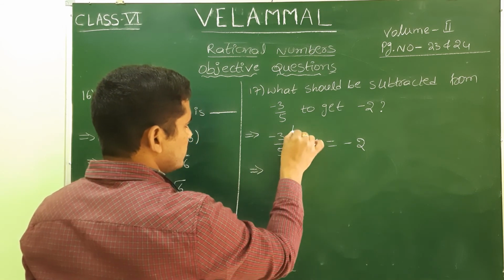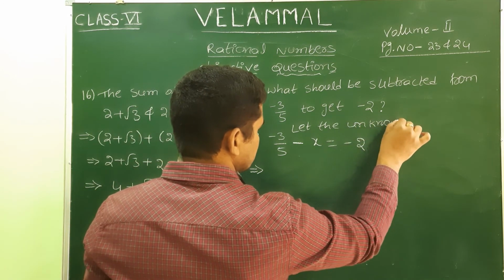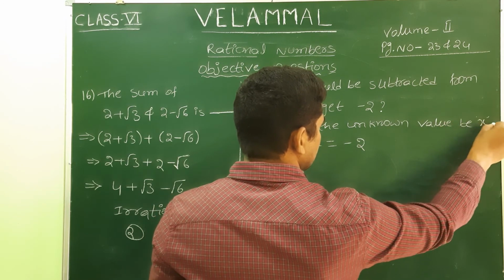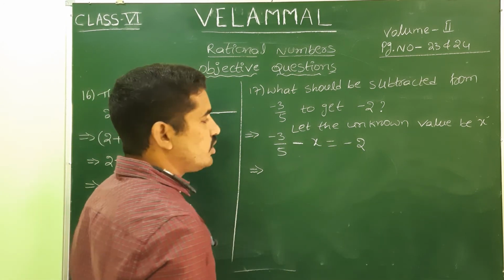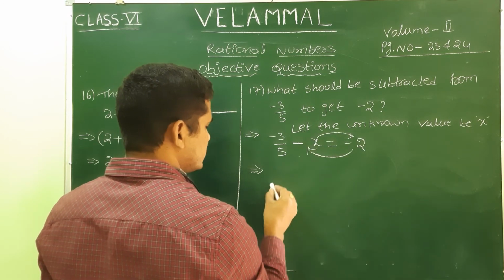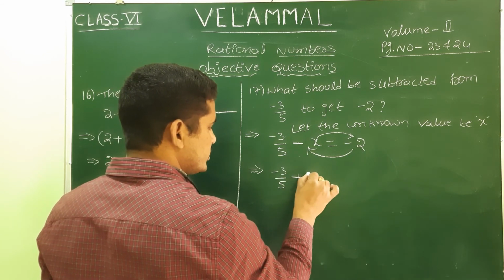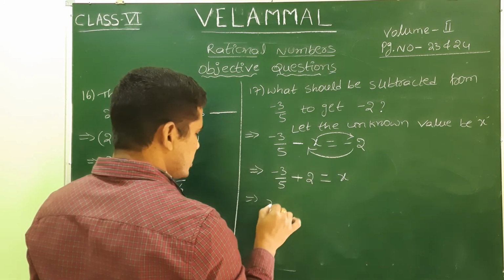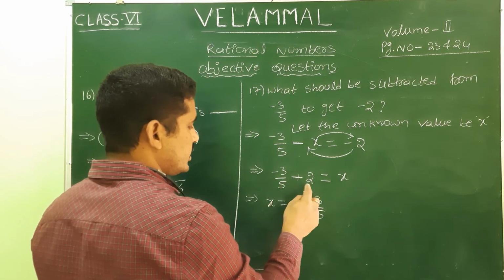Now what are we doing? Let the unknown value be x. So minus 3 by 5 minus x is equal to minus 2. Now what can we do? This minus 2 we can send to this side and x we can send to this side to get x. So minus 3 by 5, here minus 2 is coming to this side, then it will be plus 2, is equal to minus x, which comes to this side as plus x. So x is equal to 2 minus 3 by 5.